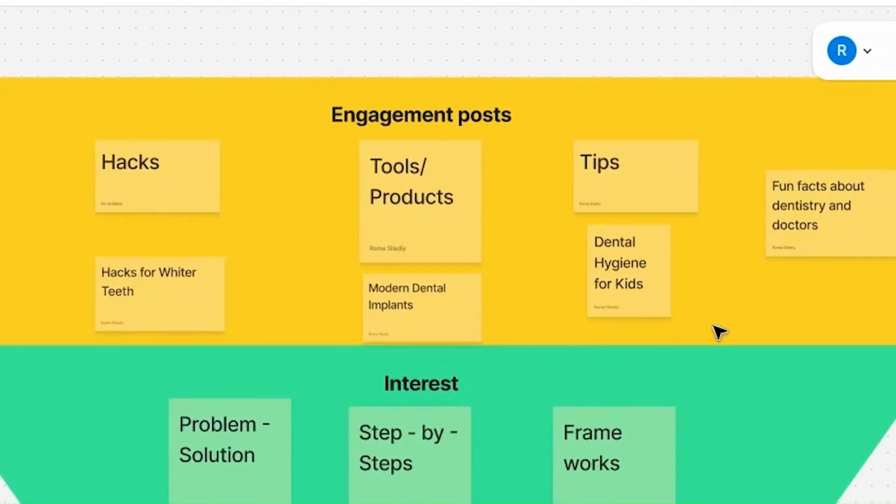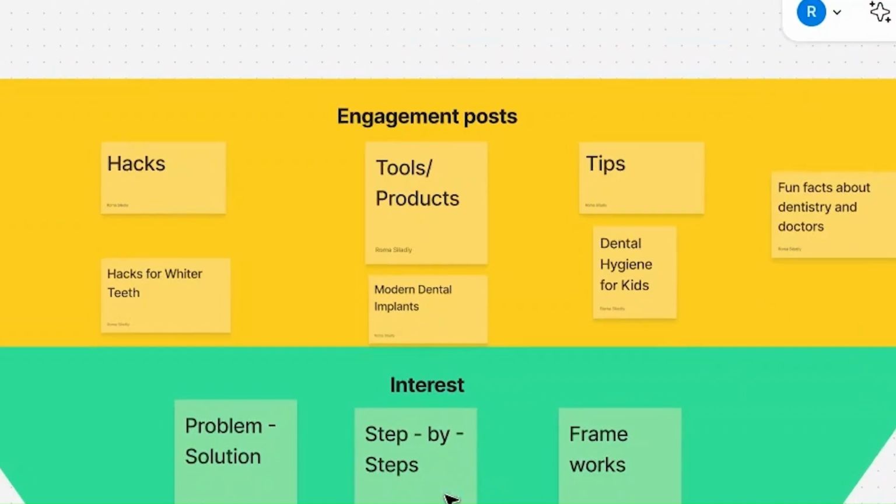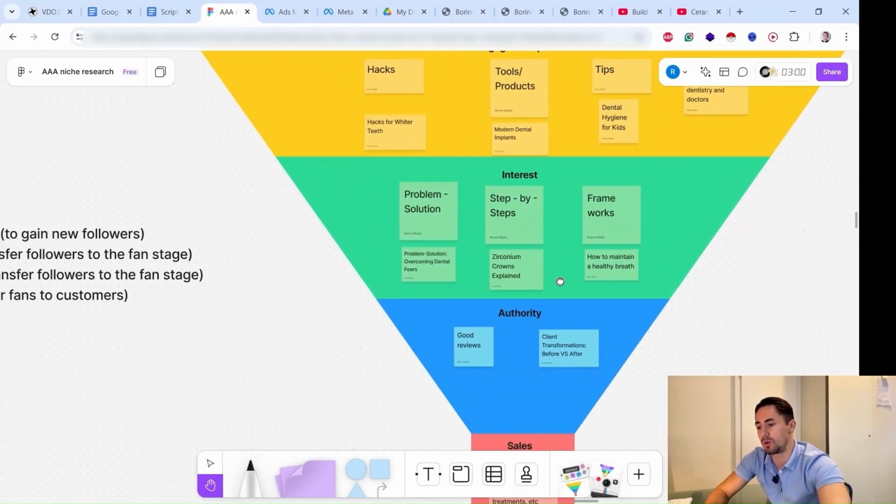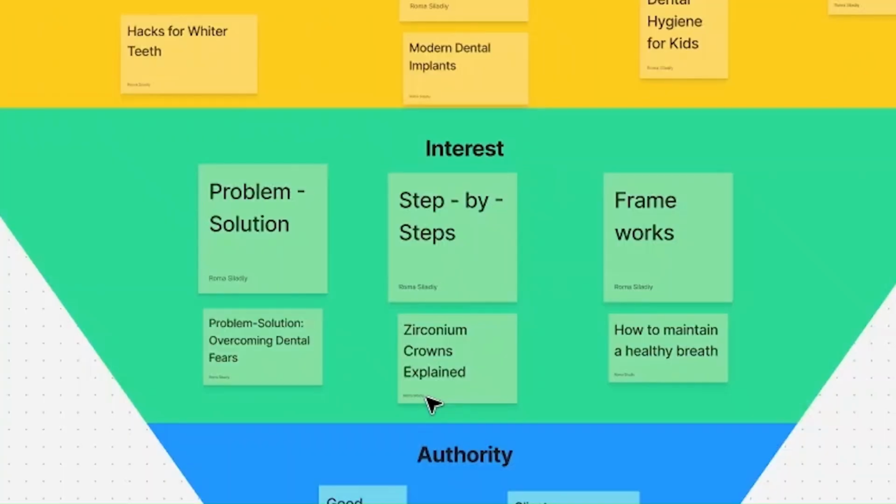How to do dental hygiene for kids, any fun facts related to dentistry or the doctors that are working in the clinic, or tools or products you might use in order to attract your potential customers. Once the people get to know you better, they go to the interest stage, which is more specific and more problem oriented, showcasing the problems that are quite common for patients, such as overcoming dental fears. Step-by-step explanations of how zirconium crowns are implemented could be a good example as well.